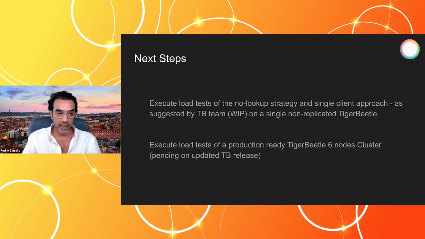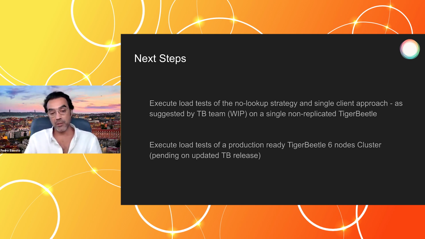So yeah, next steps, 2 very quick next steps. We need to execute the test of the no-lookup strategy, which is the one that Jason just described, with a single client approach. And then we need to compare the performance. We have the expectation that it's going to give us a lot more performance, which is how TigerBeetle is designed, but we need to test it. So we now need to get the numbers and characterize exactly how it works.